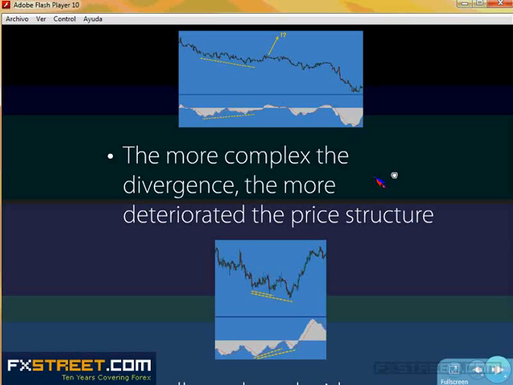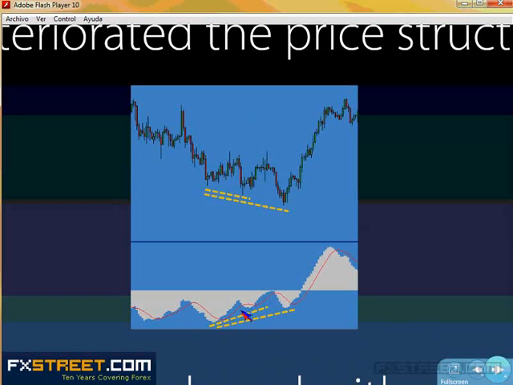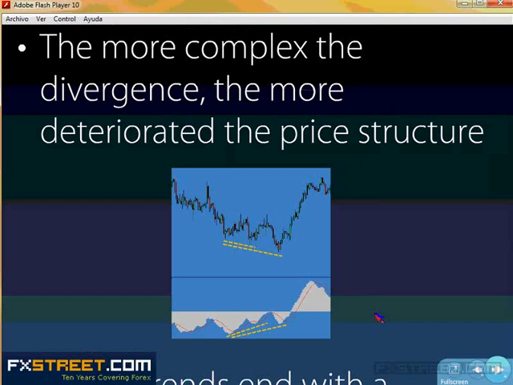And the more complex the divergence, the more deteriorated the price structure. We can have a lower momentum peak falling between two peaks, or in that case, two valleys, like we have in this instance. We had a first divergence here, which didn't play out totally, and then the indicator printed another value and printed a complex divergence. In that case, it is considered from a technical perspective that the price structure is really more deteriorated.